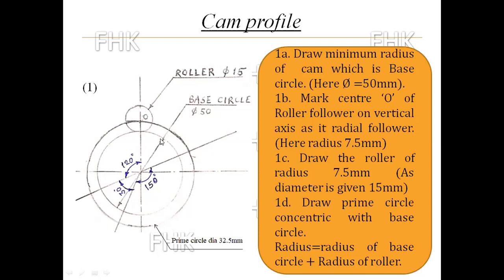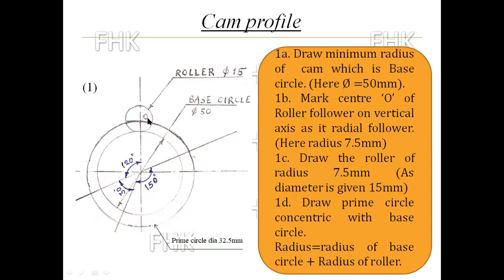So in case of a roller follower, you have to draw two circles. The inner circle is the base circle and the outer circle is the prime circle. But in case of a knife edge follower, this base circle and prime circle will be a single circle, coinciding with each other. You only have to draw one circle in case of a knife edge follower, but in case of a roller follower, you have to draw two circles. Okay, and from the prime circle, you will draw the roller.